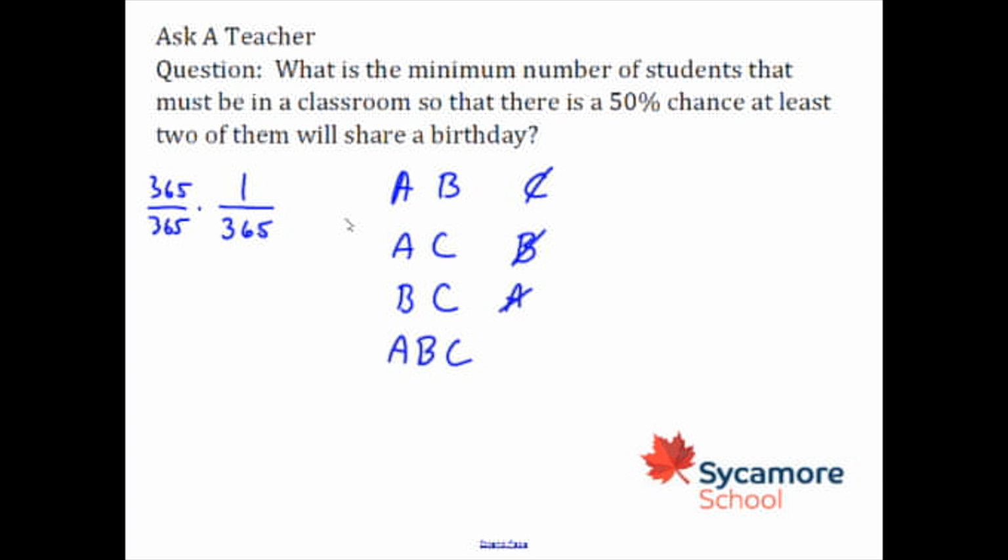What we do is we find the percent chance of the complement. We're going to get that as a decimal, so when I say percent chance, 50% would be like 0.5, and we're going to subtract that from 1. So this question could also be asked: what is the number of students needed so that there is less than a 50% chance nobody has the same birthday? Let's talk about how to calculate that, because it's much more doable.